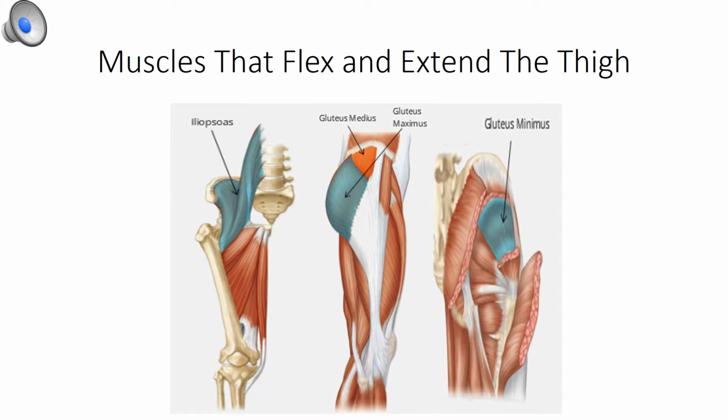Lastly, the muscles that flex and extend the thigh are the following. On the left-hand side of the image, we can see the iliopsoas, which is responsible for the flexion of the thigh. The gluteus muscles are comprised of three muscles, the gluteus maximus, the gluteus medius, and the gluteus minimus. These are the three major extensors of the thigh, which also function to abduct it. Parallels in function can be drawn between the iliopsoas and the gluteus muscles of the lower limb and the deltoid muscles of the upper limb.